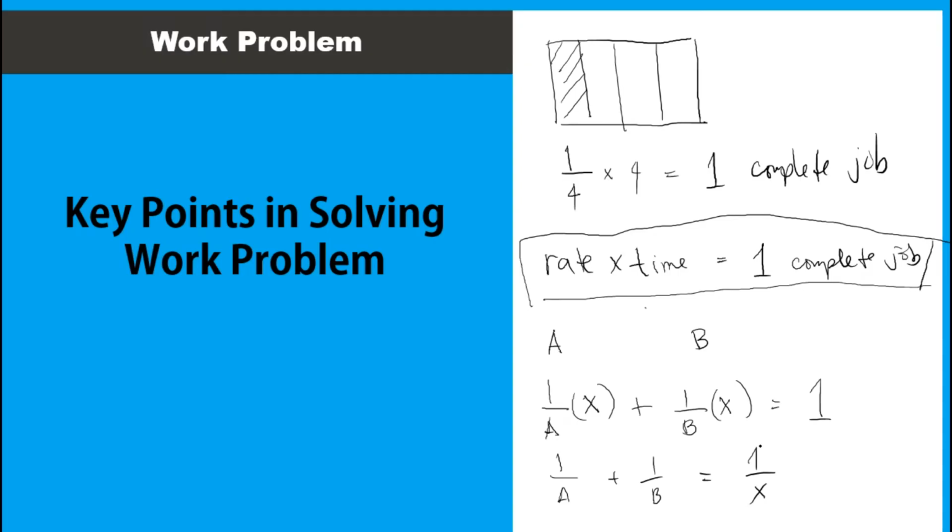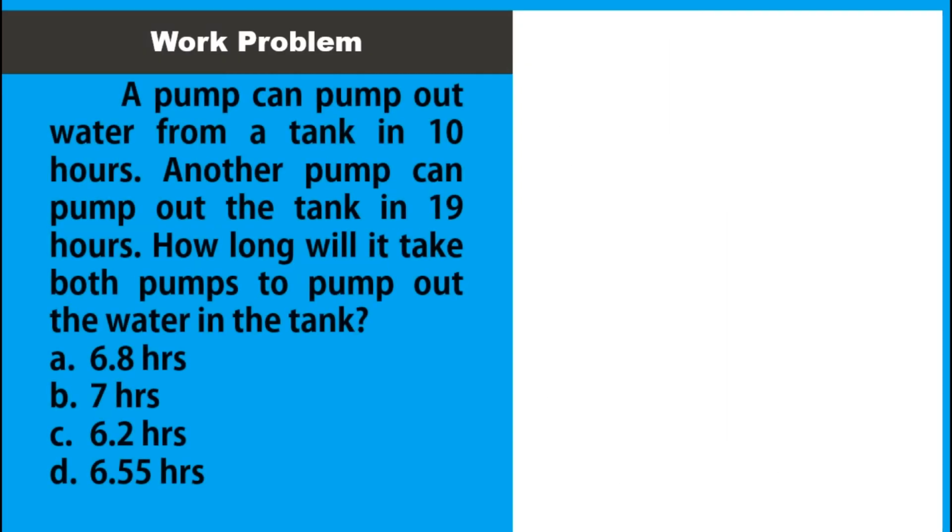So let's apply this. A pump can pump out water from a tank in 10 hours. Another pump can pump out the tank in 19 hours. How long will it take both pumps to pump out the water in the tank? We have the rate for pump 1: one job per 10 hours. For pump 2, you have one job per 19 hours.